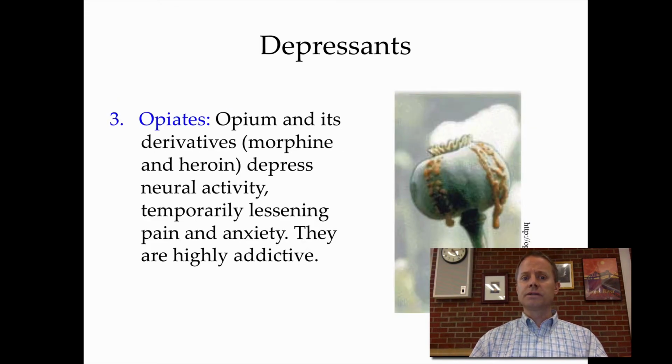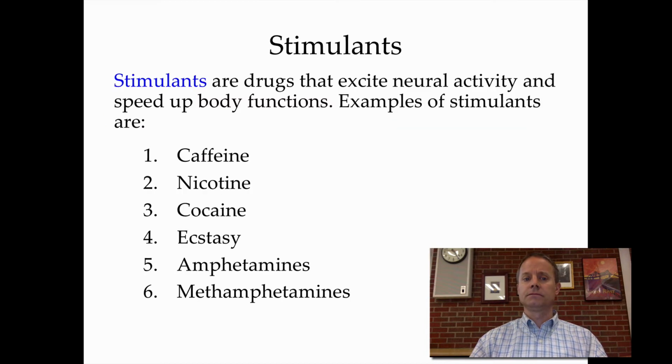Third category of depressants is opiates. The poppy plant, which is this plant over here, produces opium. That can be changed into several types of drugs. Codeine, morphine are sometimes used in hospitals as painkillers. It could also be turned into heroin, which is highly addictive. All of these are highly addictive. They depress the neural activity, decrease pain and anxiety. We'll talk more about heroin and its effects a little bit later.